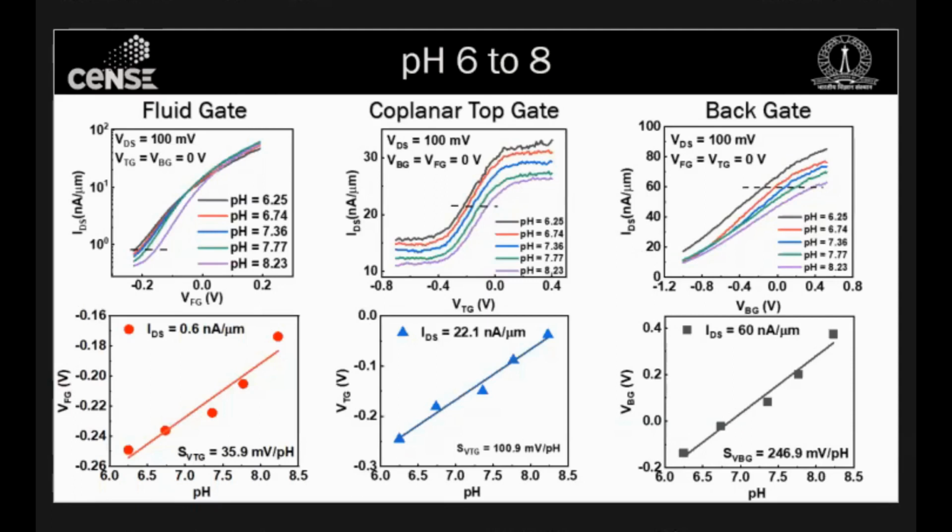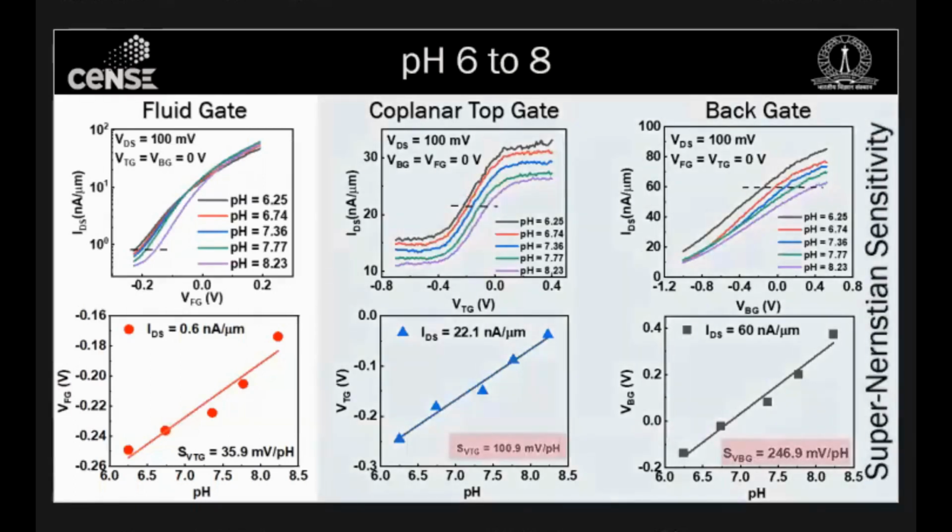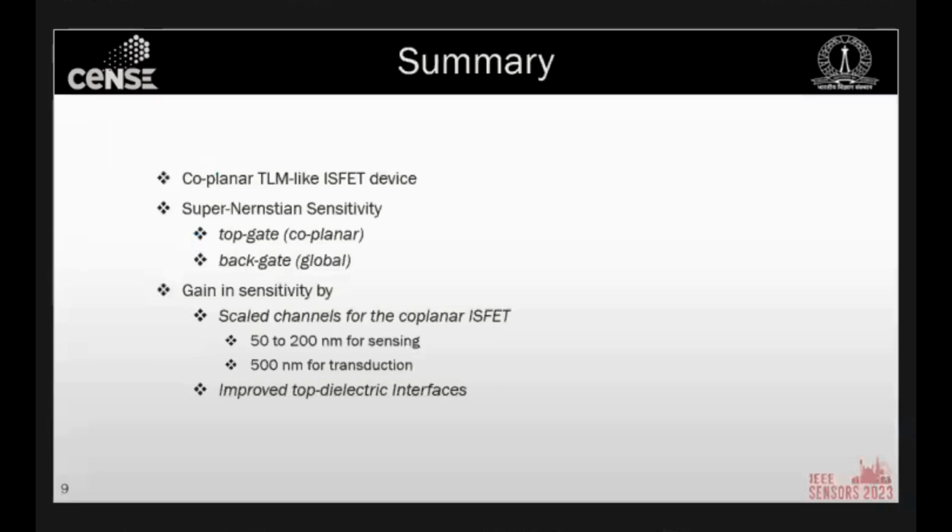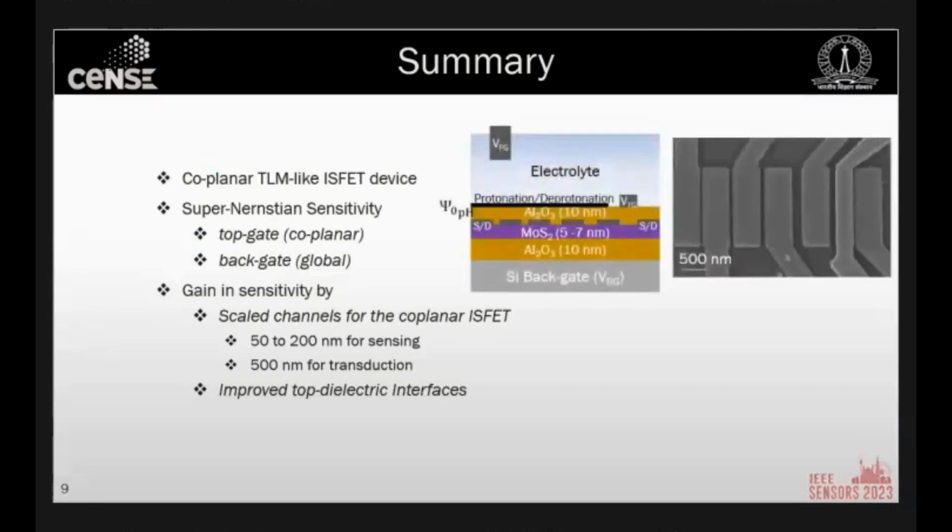So the device is symmetric, and the areal footprint is much smaller because of our gate length scaling. And with that, nevertheless, we are able to get a super-Nernstian sensitivity from 100.9 with the coplanar structure to 246.9 millivolts for the global gated device architecture, which is massive. And yeah, with that, what we have is a coplanar TLM-like array of devices with structure as shown here, which is able to show super-Nernstian sensitivity because of both our coplanar architecture of different channel lengths, as well as the interfacial engineering between both the top and bottom dielectric.